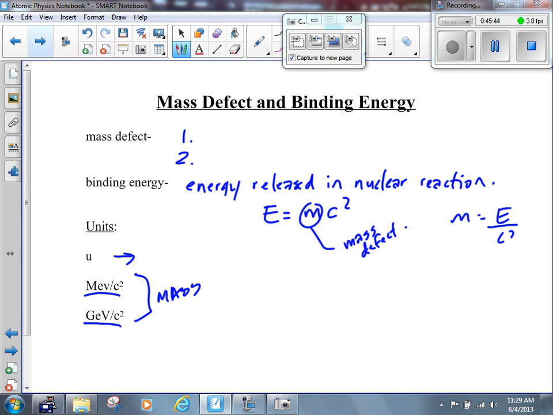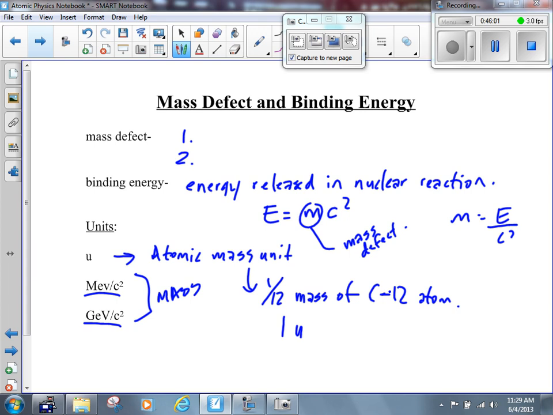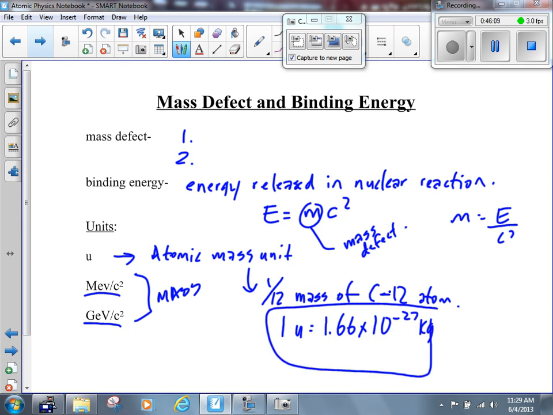This is what we call an atomic mass unit. It is 1/12 the mass of a carbon-12 atom. 1 atomic mass unit is equal to 1.66 times 10 to the minus 27 kilograms. And that conversion factor is on your data sheet.